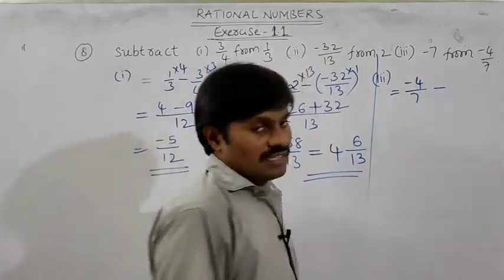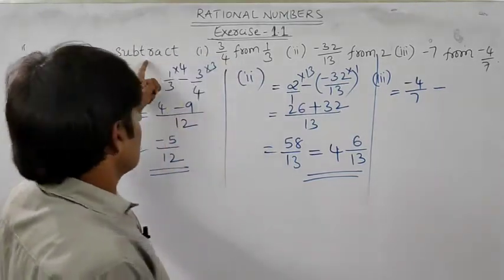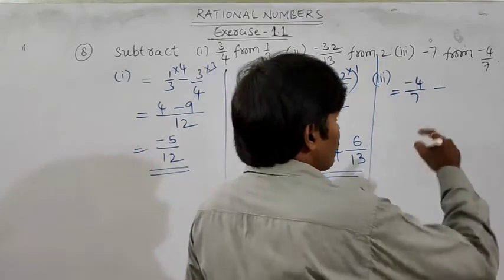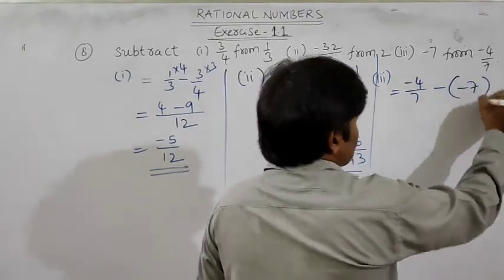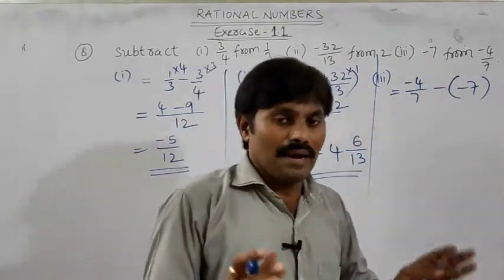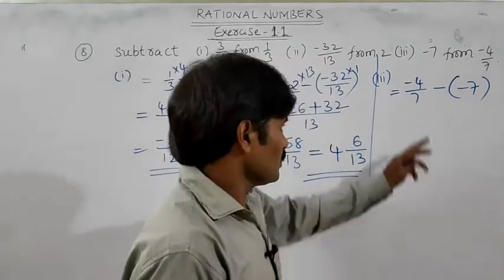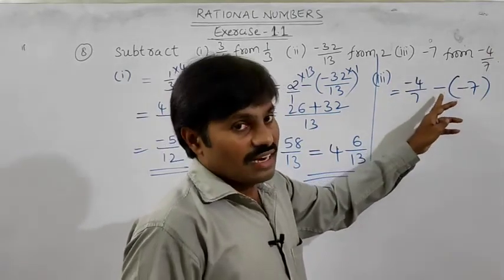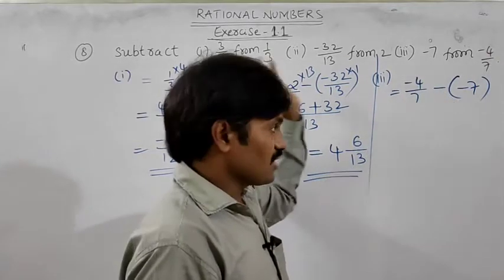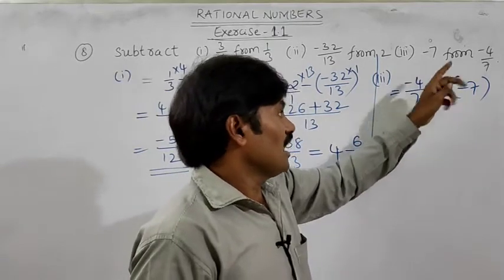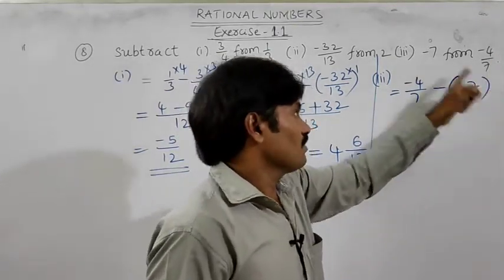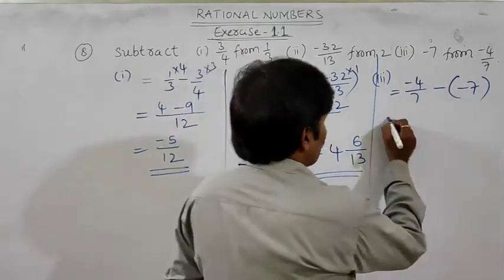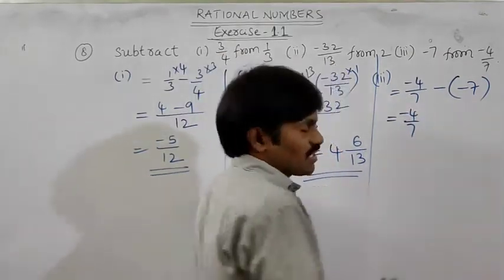Subtraction, so that is a sign. I am denoting subtraction by this sign. And what do I have to subtract? Minus 7. Since it is negative, I have kept minus 7 in brackets. Clear? First I have written minus 4 by 7, and this is the sign of subtraction because they asked us to subtract. And what I have to subtract from minus 4 by 7 is minus 7, so I have written minus 7. Clear?